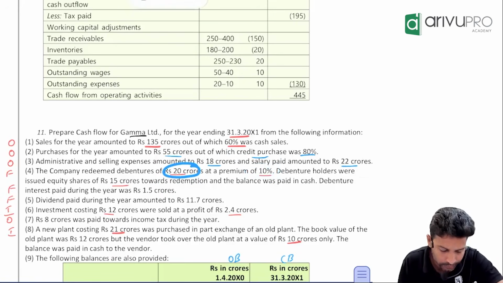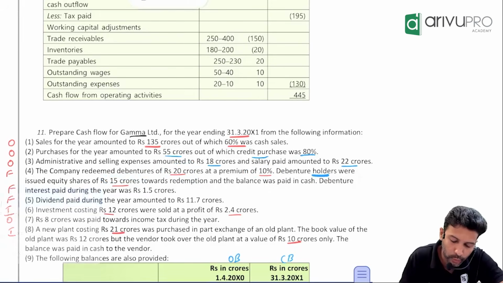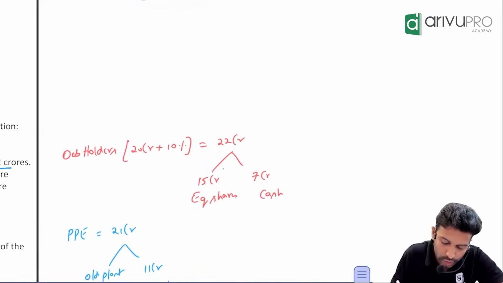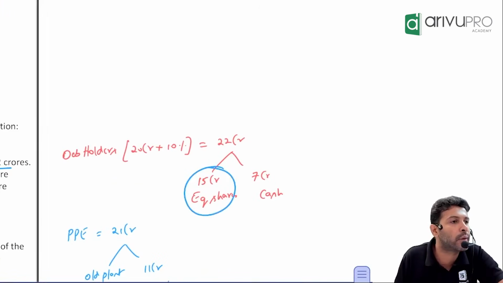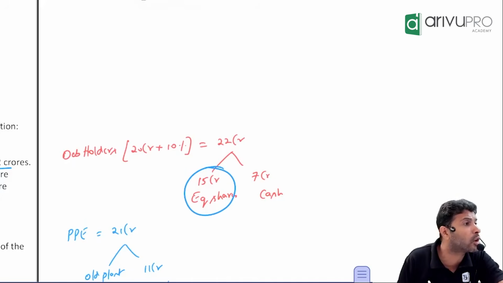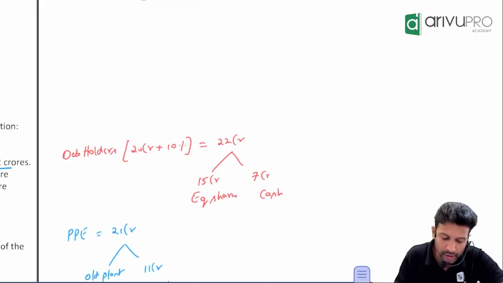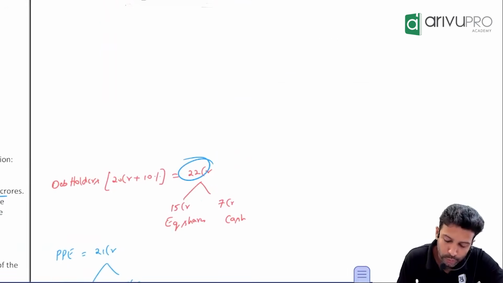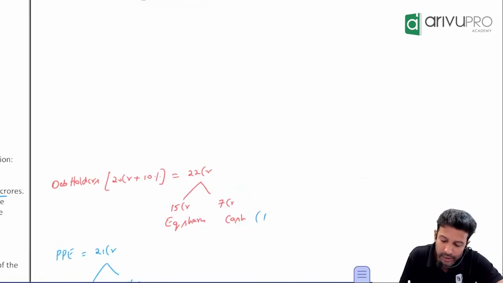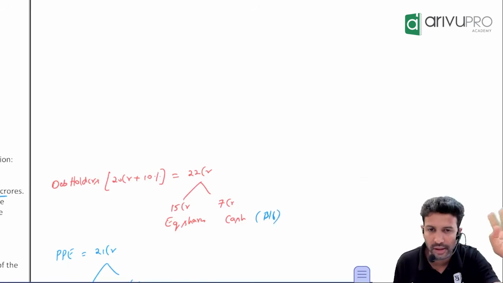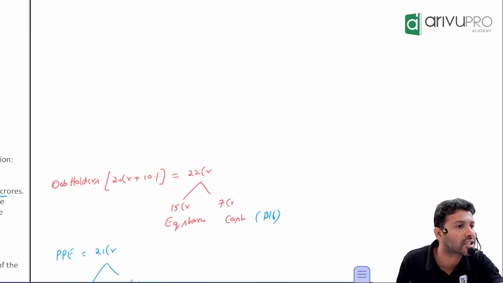How is it paid? Check. Debenture holders were issued equity shares of 15. So out of 22 crore, 15 crore was settled by equity shares. So for this 15 crore, did cash come in, cash go out, or no impact? No impact. So will this 15 crore come in the cash flow statement, or will it not come? It will not come. What about the balance? How was the balance settled? The balance was paid in cash. So out of 22, 15 through equity shares means the balance of 7 crore was settled through cash. When I say cash, it means banking channel only. Cash for this purpose means cash in hand as well as cash at bank.